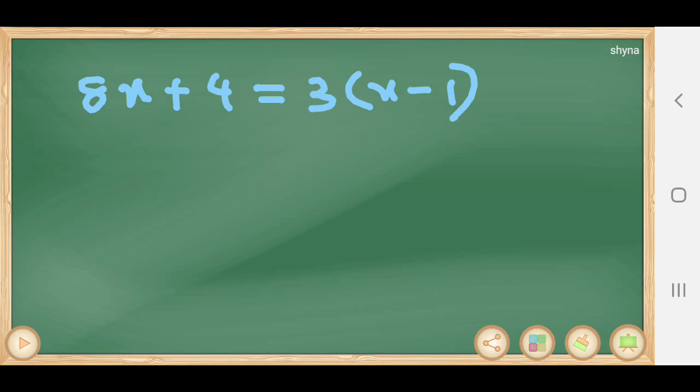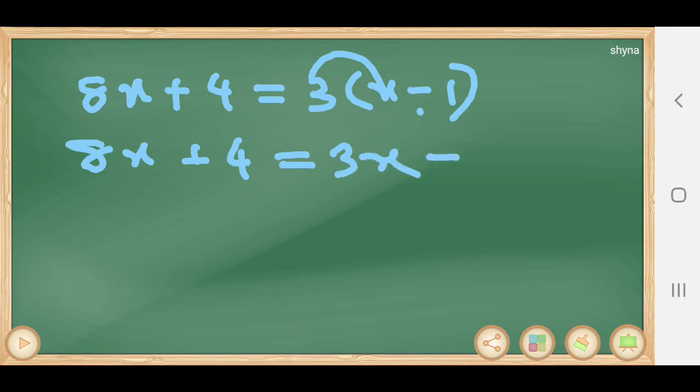In this question, you can see a bracket. Bracket means, you already know that if a number is outside of the bracket, you have to multiply that number with all the numbers inside the bracket. First, we open the bracket. So, 8x plus 4 equal to, how will you open? 3 into x, 3x, then minus, a minus symbol, and 3 into 1. What is 3 into 1? 3. We can rewrite 3 into x minus 1 as 3x minus 3.